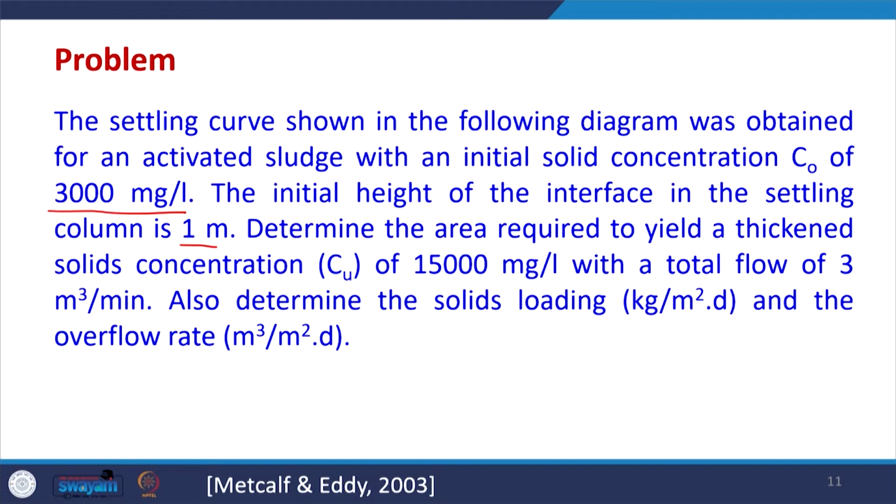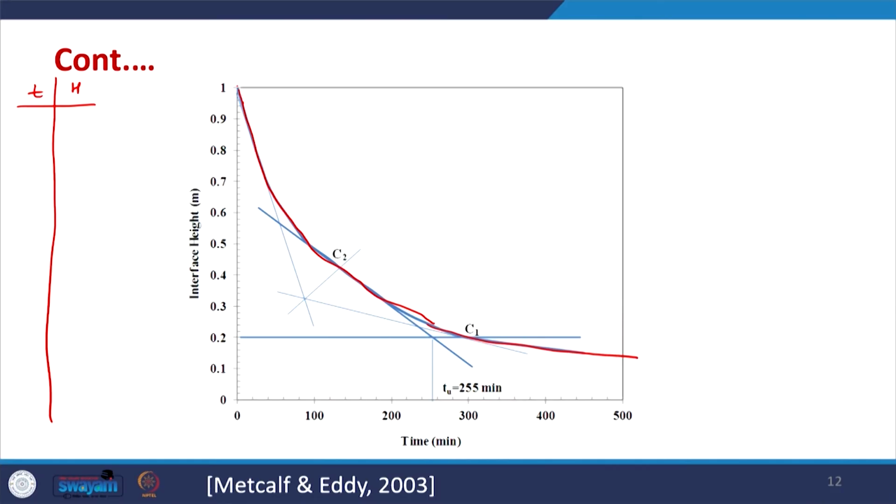Now, from this we have to determine the area required to yield a thickened solid concentration of 15,000 milligram per liter. So, the ultimate concentration value is already set, that we have to compress it to 15,000 milligram per liter. The total flow is 3 meter cube per minute, so we have to design the system for that. And we have to determine the solid loading and the overflow rate also. So, this is being asked for this condition. Now, let us go further and try to solve this. This is the curve which is there.